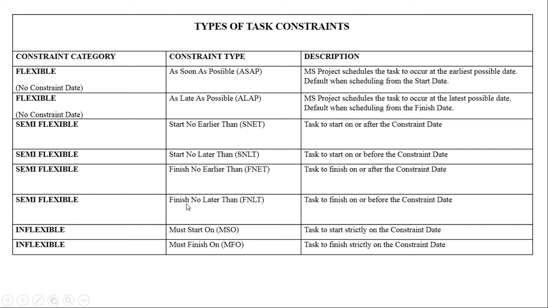Then the next one is finish no later than. Finish no later than is used to schedule a task so that it finishes on or before the constraint date. In other words, if it finishes after the constraint date, it causes other tasks to delay. Using the same example of the transport, if the transport will not be available after Monday, then this task must not go beyond Monday. It has to finish by Monday.